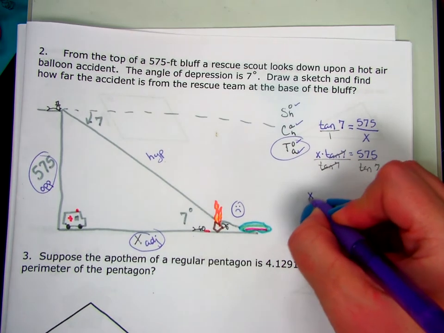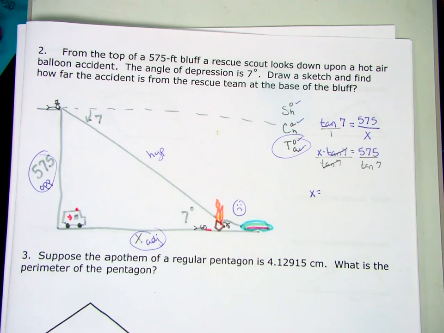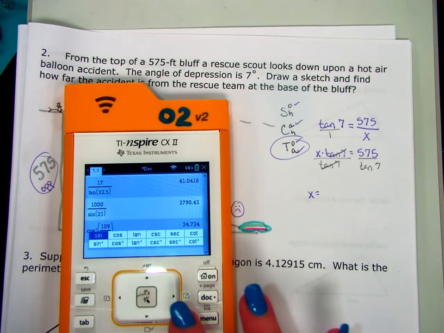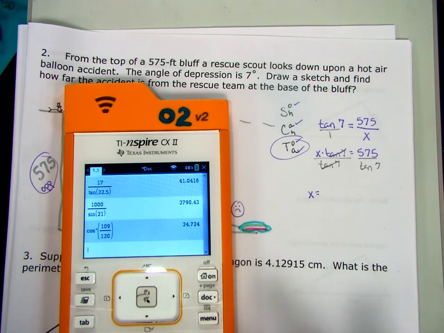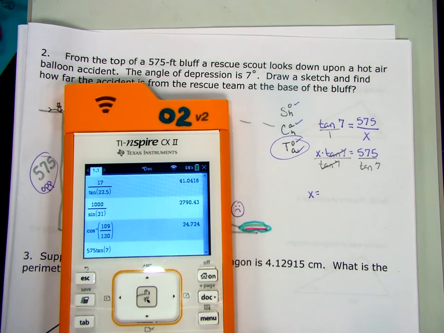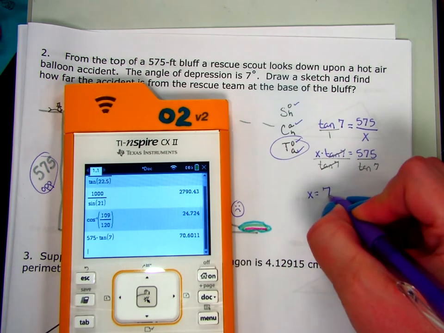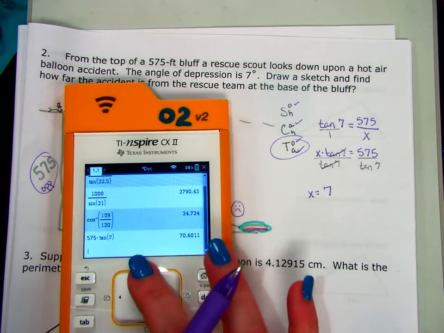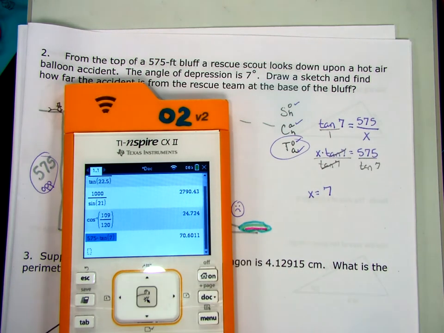So X is going to equal 575, I have to put that in first. 575 divided by the tangent of 7, which gives me 70. Did I do that right? Yeah, no. You times it. Oh, I times it. I was like, that seems like a really small number, 70 feet. You could just be like, you can't see them? You don't need a rescue scout for 70 feet.